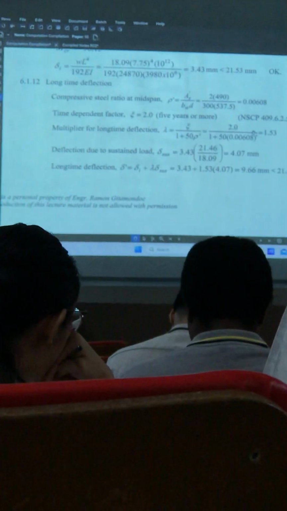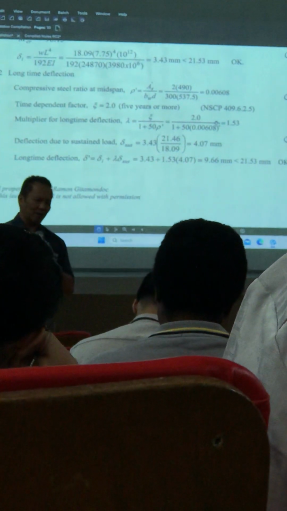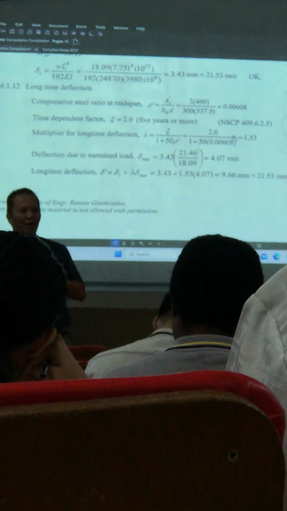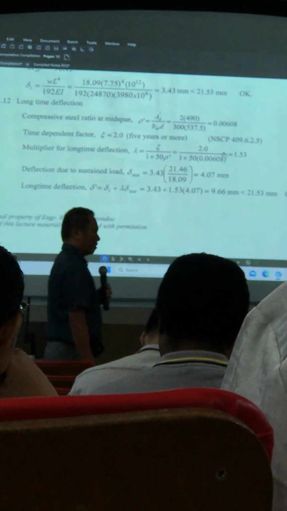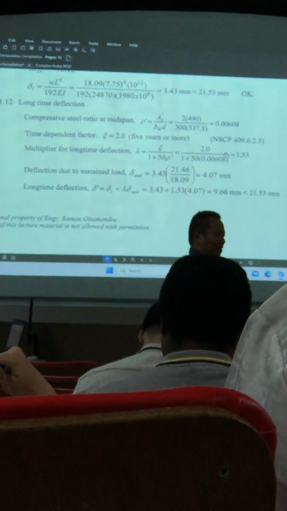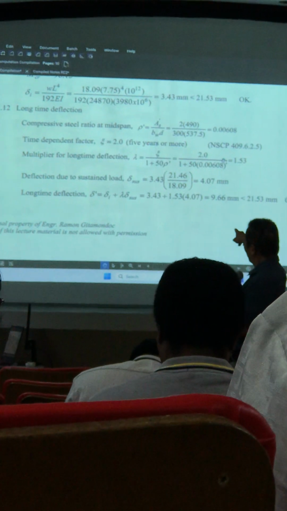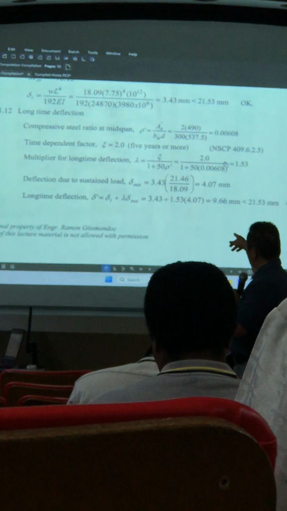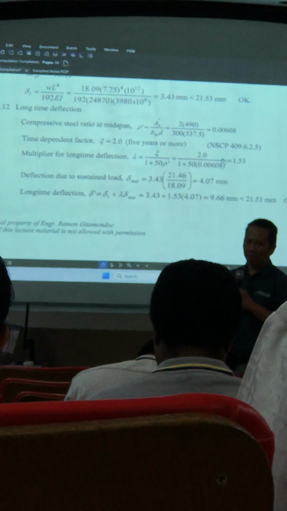Now, it depends on the expected lifespan of the building, its usable life. The longer the duration, the larger the time-dependent factor. If it is used for less than 1 year, the factor is smaller. For 5 years or more, which is the limit, the value is 2.0. This is to take into account the effect of creep.